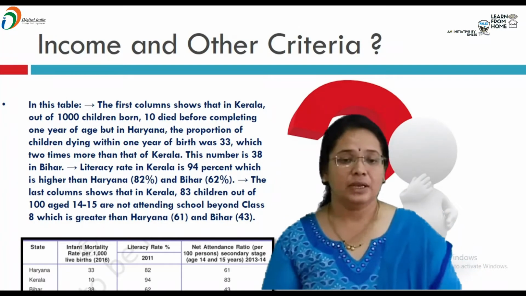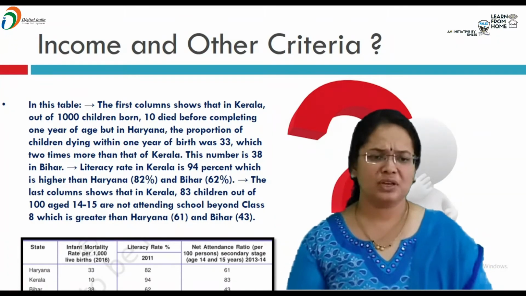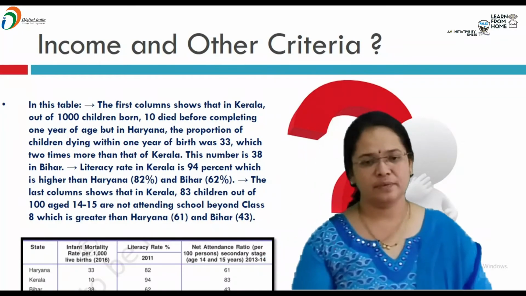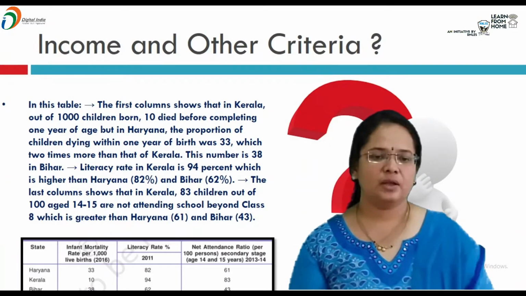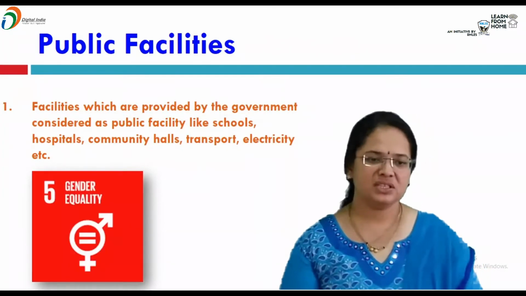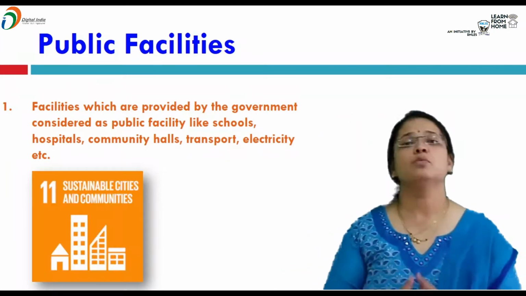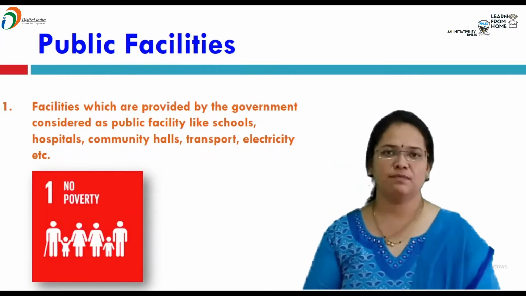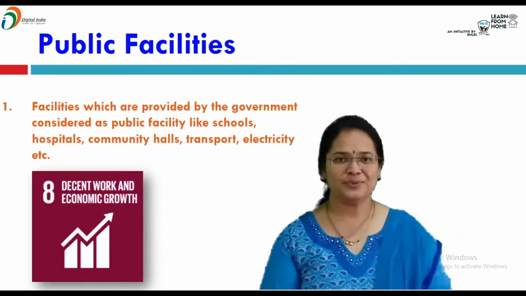Understand? Now in the case of the net attendance ratio also, the last column indicates that Kerala has a net attendance ratio of 83, while Haryana is 61 and Bihar is 43. This means that for class 8, students in Kerala are attending more classes compared to these two states, meaning Kerala is more developed. Understand development and the terms related to it? Okay, it's very simple.